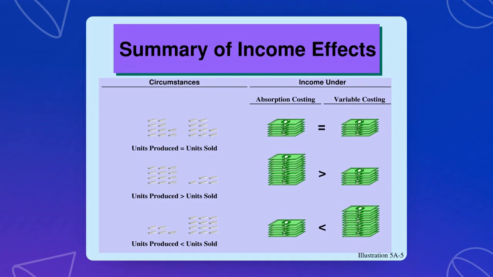How about naman if the unit produced, alright, is less than the unit sold? Possible ba yun, sir? Yes, possible naman yan if we have a beginning inventory. So, if the unit produced is less than the unit sold, mas malaki dapat ang income ng variable. Mas maliit ang income ng absorption costing by the variable costing.